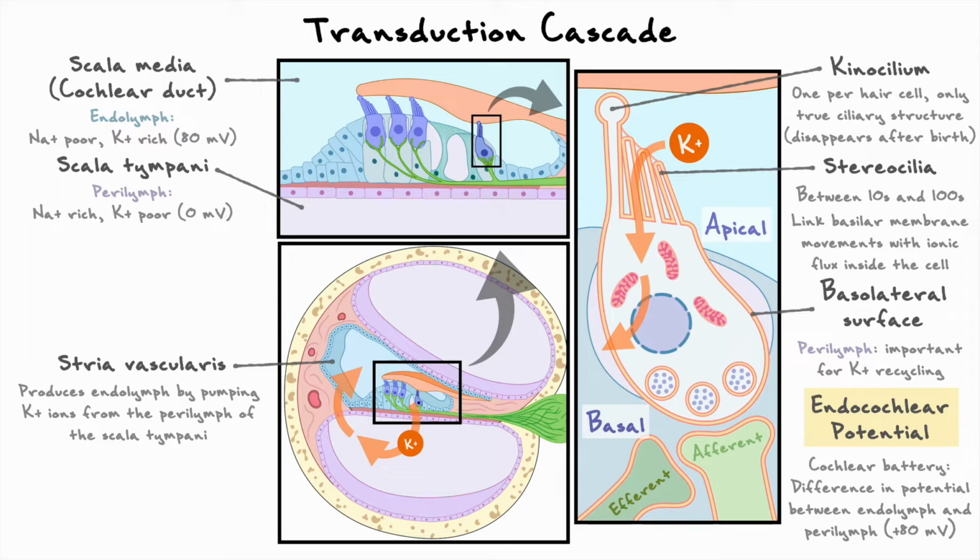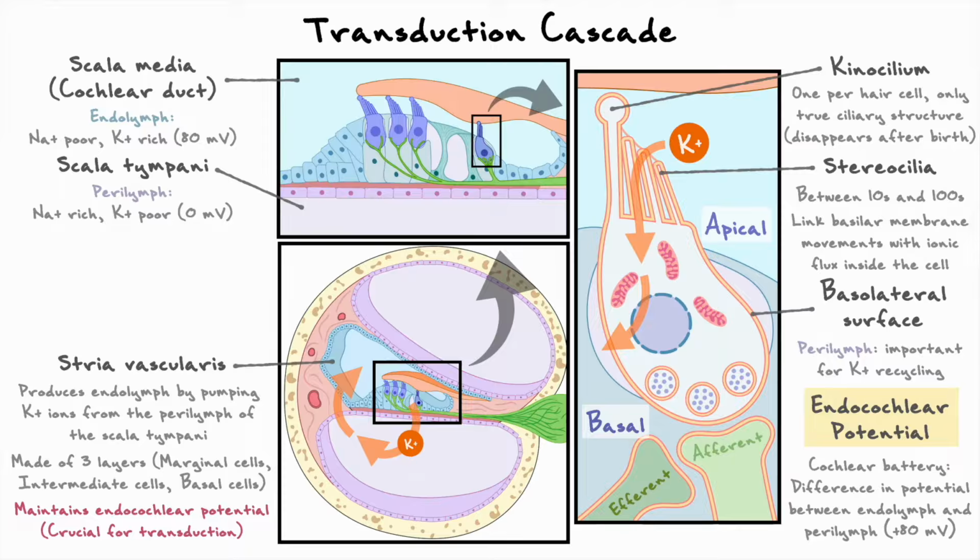For your information, the stria vascularis is made out of 3 cellular layers, the marginal, intermediate, and basal cells, and they work together to pump potassium in the scala media. What is super important for us to keep in mind here is that the stria vascularis maintains the endocochlear potential by producing endolymph, and this is crucial for transduction to properly function.